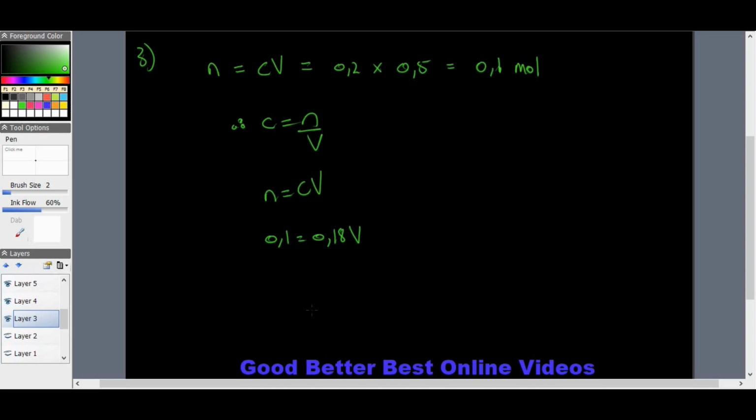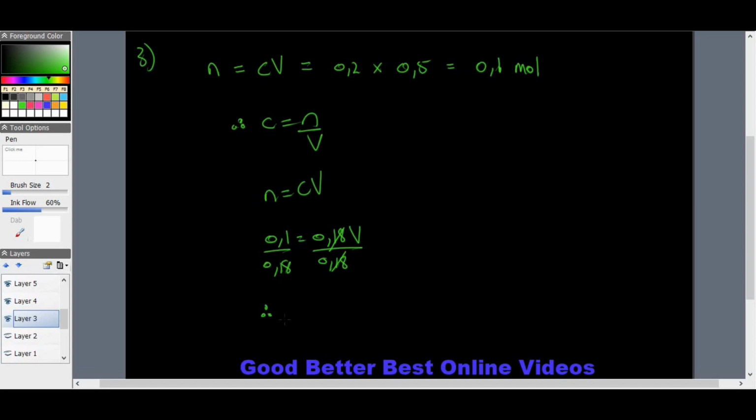Especially if the original solution doesn't change in terms of the volume, so that stays the same. We haven't poured out any and diluted the poured out version. We're using the same thing. So now we got that. Let's just check. 0.1 is, now we divide both sides by 0.18.